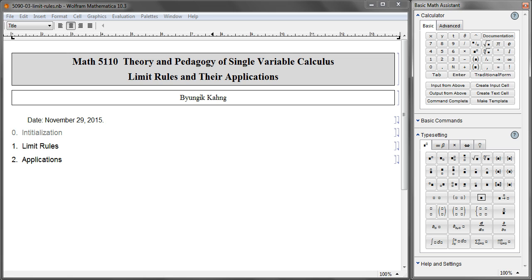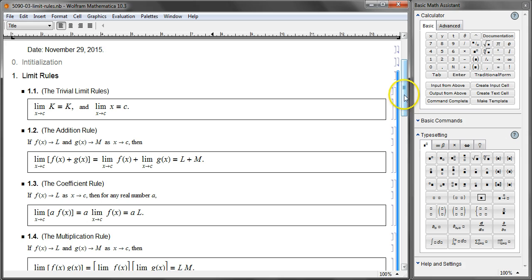At this moment, we're going to concentrate upon limit rules, and we will use those limit rules as the basic building blocks as if those are axioms. And here we go.